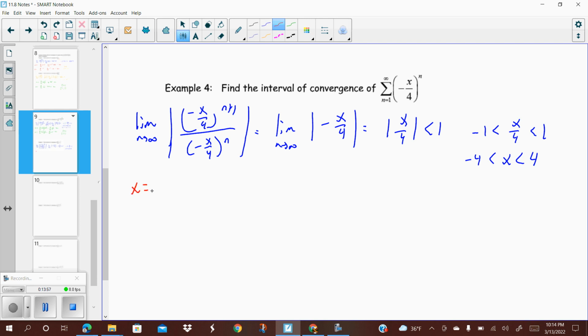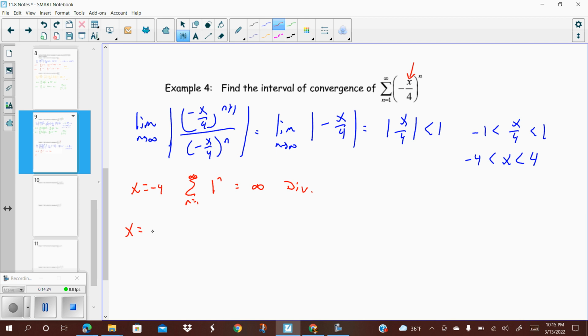So if x equals negative 4, plugging in negative 4 for x, it's going to give you negative 4, technically over negative 4, which is just 1. So you're going to get the series n equals 1 to infinity of 1, or 1 to the n. Either way, you're adding up an infinite number of big numbers, which is going to go off to infinity, so it is divergent.